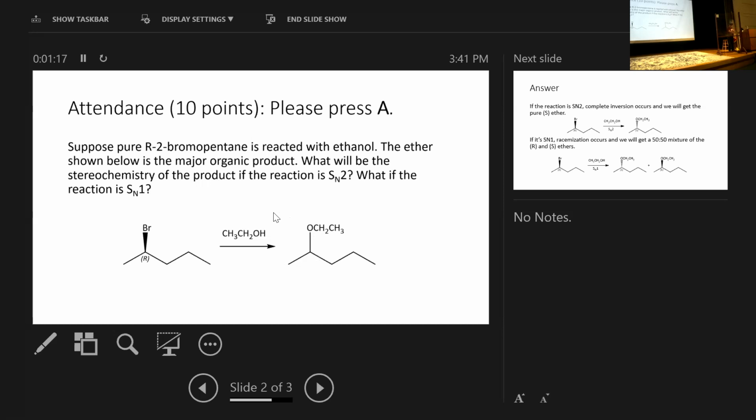So first, in other words, we've got a chiral carbon over here. How is the stereochemistry of this carbon going to compare to the starting material? This is pure R. So what would that look like after an SN1 reaction? And then what would it look like after an SN2 reaction? Some good review from chapter 6. And then we'll call it a day.